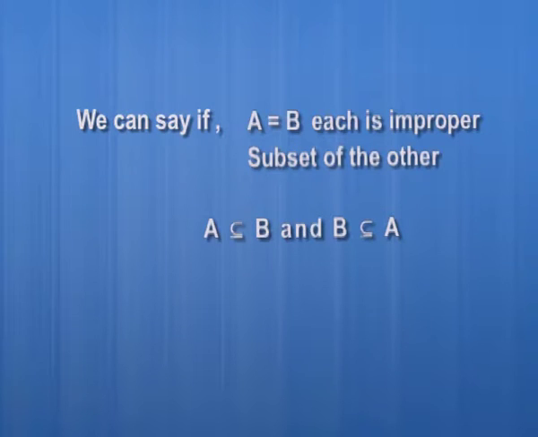We can say if A is equal to B, each is an improper subset of the other, because in that case A is contained in B and B does not have an additional element. Similarly, B will also be an improper subset of A, and also each set is an improper subset of itself.